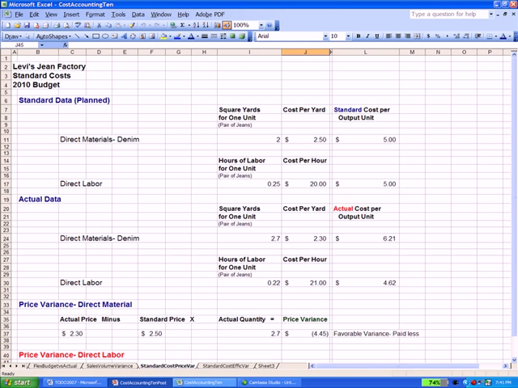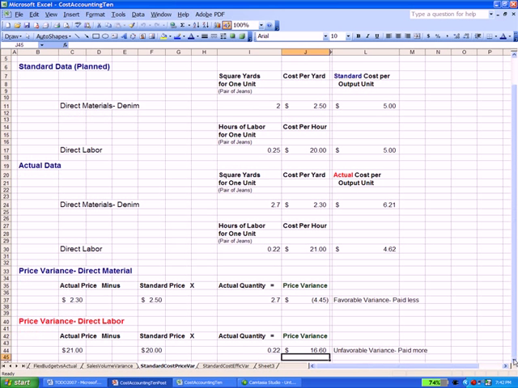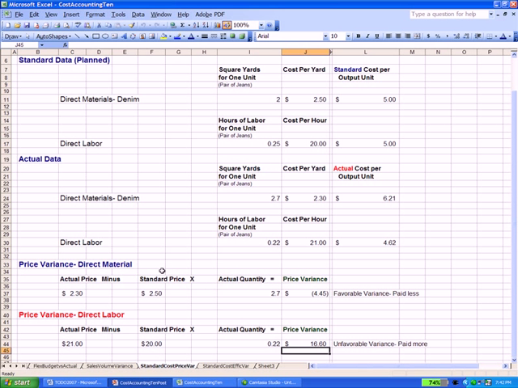When I flip back over to my Excel document, you'll see at the bottom that we have figured out the price variance for both direct material and direct labor. I'm going to scroll down just a little bit so we can see the whole thing. Let's look at material first, the denim. The actual price that we paid was $2.30. The standard price we expected to pay was $2.50, so we paid a little less. We multiply that by the actual quantity, and we have a favorable price variance because it's a negative number. We paid less, so that's good.